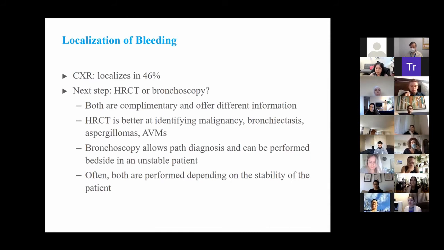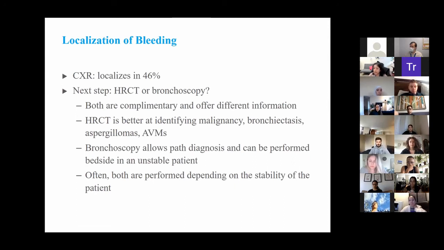The second is when somebody has diffuse disease. So let's say somebody has bilateral bronchiectasis. It's not clear on the CAT scan what is bleeding. You might need a bronchoscopy to identify which side is actually the side that's bleeding. And often in these patients, we're doing both.